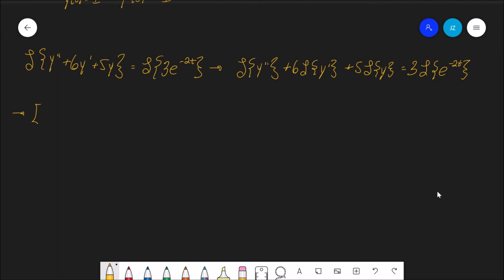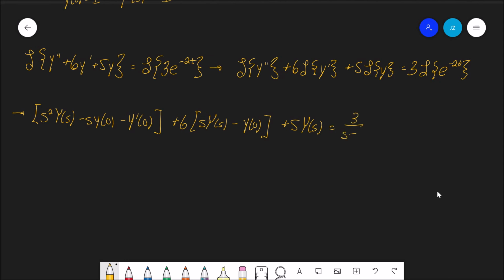s squared times y of s minus s y of 0 minus y prime of 0. So that's just the Laplace transform of y double prime, plus 6 times s y of s minus y of 0, plus 5 times y of s is equal to 3 over s plus 2.